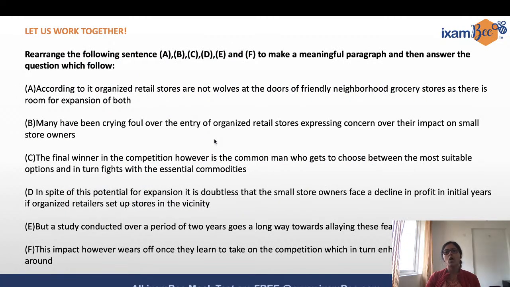Now let's work on this passage together. I would love it if you can join in, if you can pitch in, and we can solve this passage together. We're going to go very slow, sentence by sentence, so that you get those concepts pretty clear, okay? Let's first read the sentence.